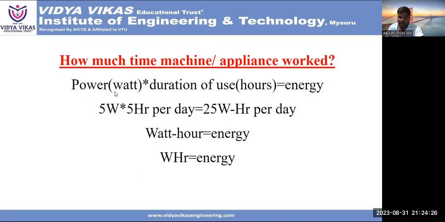That is power, multiplied by the duration of use. I'm going to use that LED lamp for 5 hours per day. So 5 into 5 is 25. What is 25? 25 watt into hour. That is nothing but energy. We represent energy as watt hour.